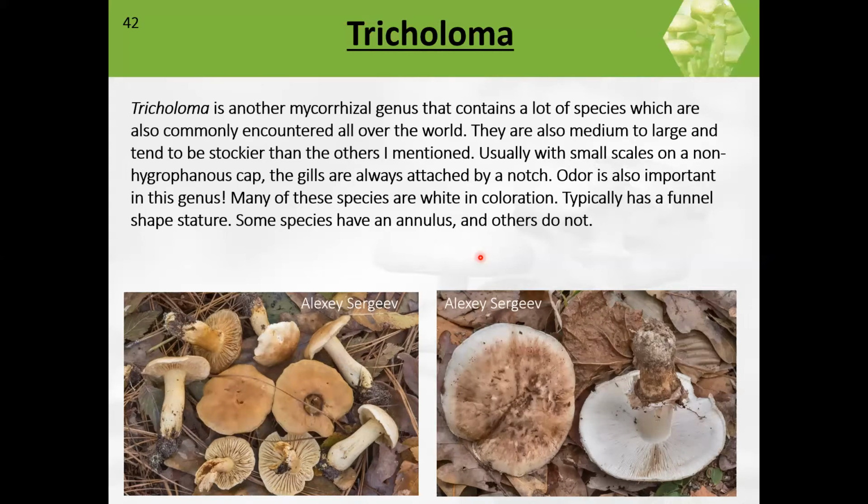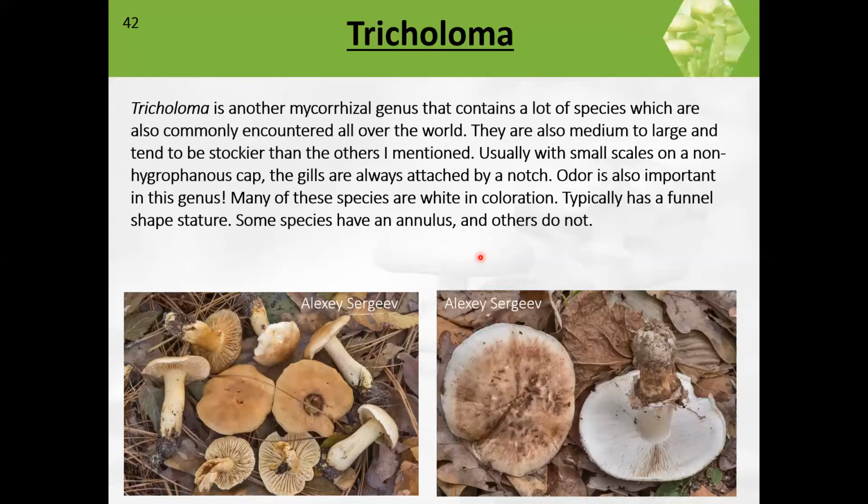Matsutakis are tricholomas, and unfortunately we don't get them in North Texas, but yeah, they're very highly prized. And I think someone mentioned like $1,000 a pound in some places or something like that. Yeah. So their gill attachment is always attached by a notch, right?